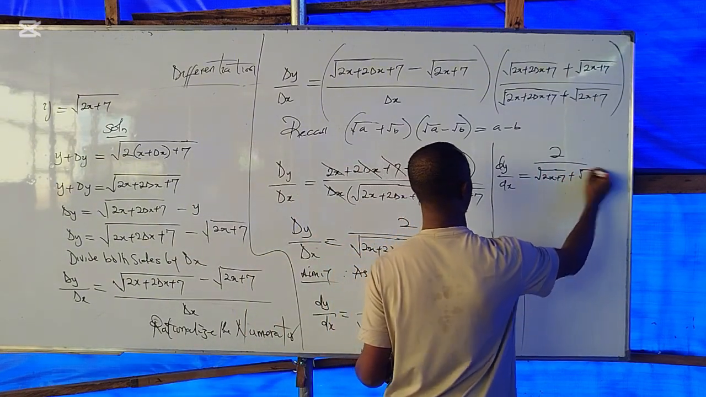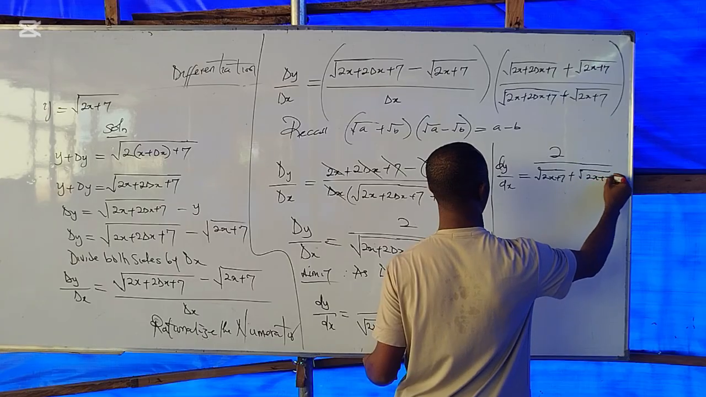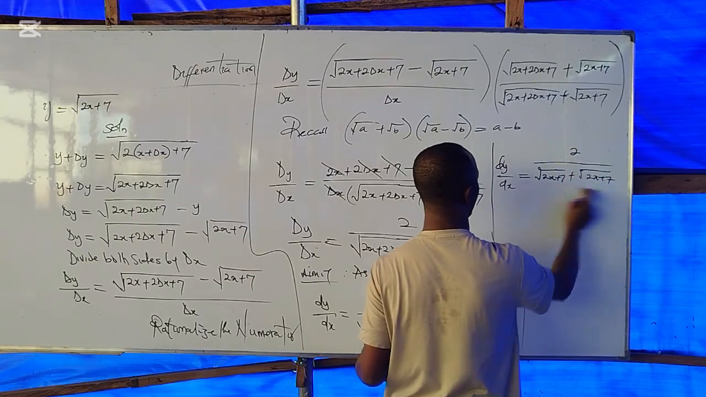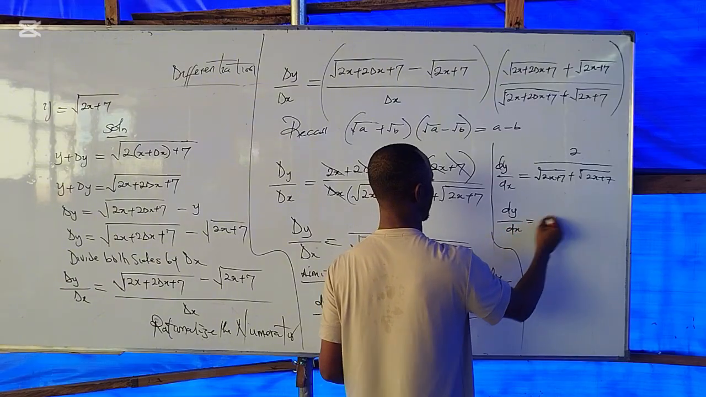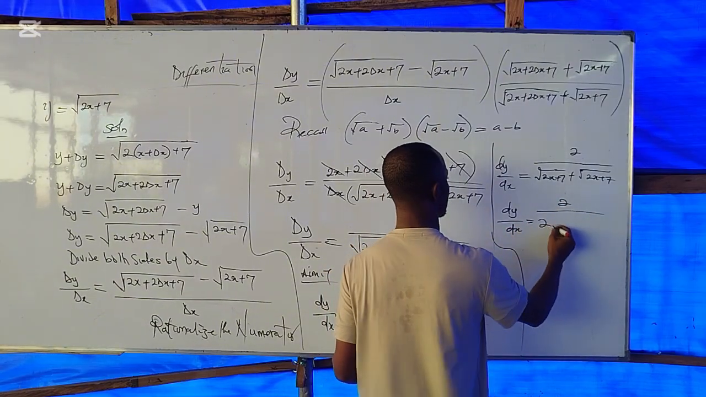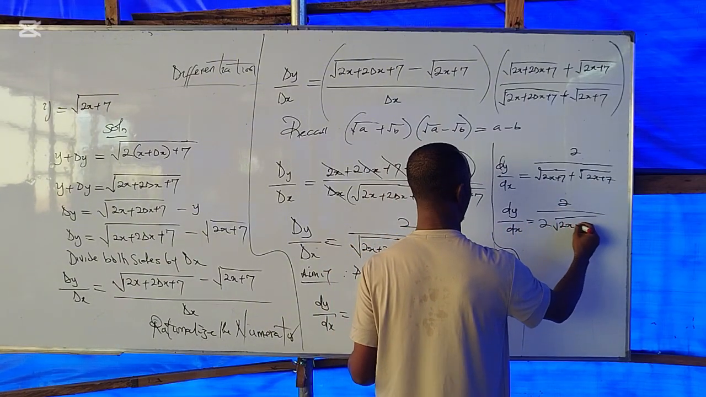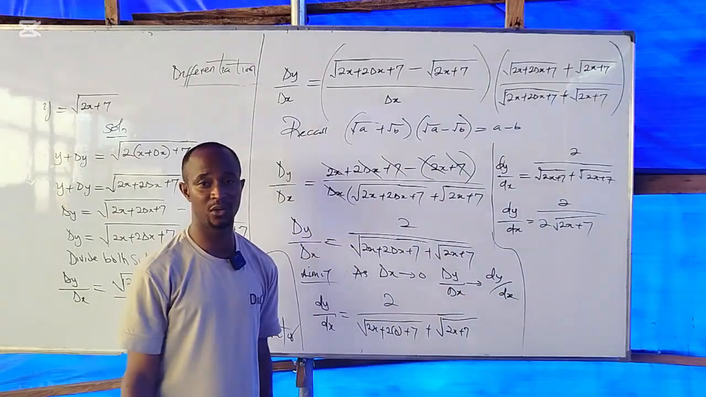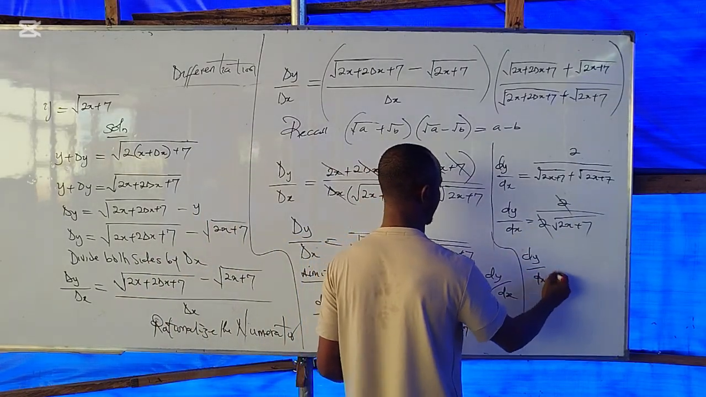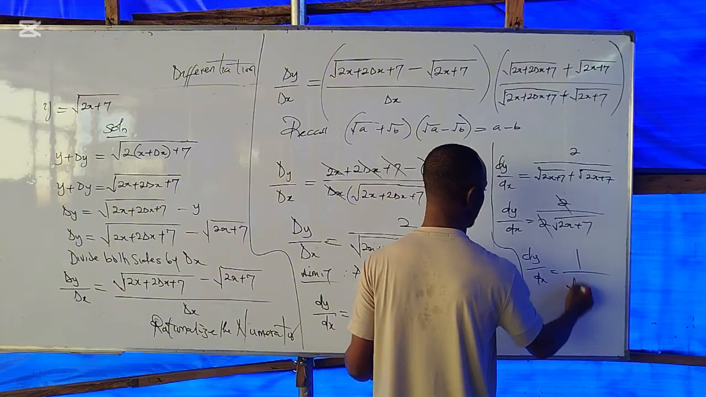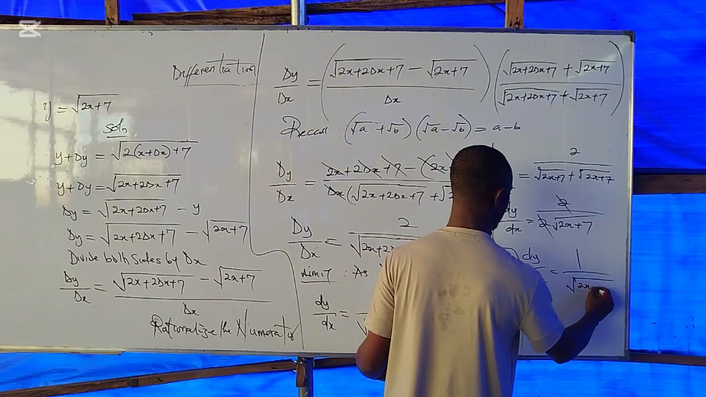Plus what again? Square root of what? 2x plus 7. These two have a common base, so they can be added together. So it means our dy/dx will give us what? 2 divided by what? 2 square root of what? 2x plus 7. Are you aware? So 2 can go with 2. What's our dy/dx? 1 over what? Root what? 2x plus 7.